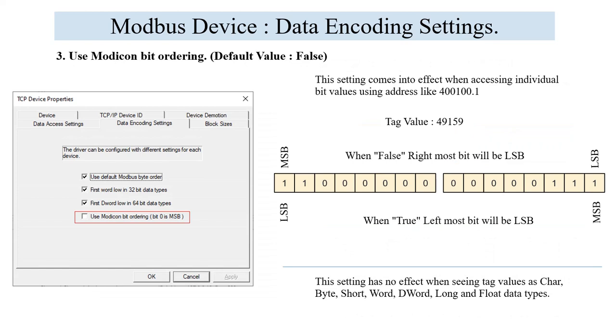This setting only comes into effect when you are accessing individual bits of a register. Normally, rightmost bit is the least significant bit, and that is assumed by default setting of false. But you can ask the driver to treat leftmost bit as least significant bit by setting the value of this setting to true.